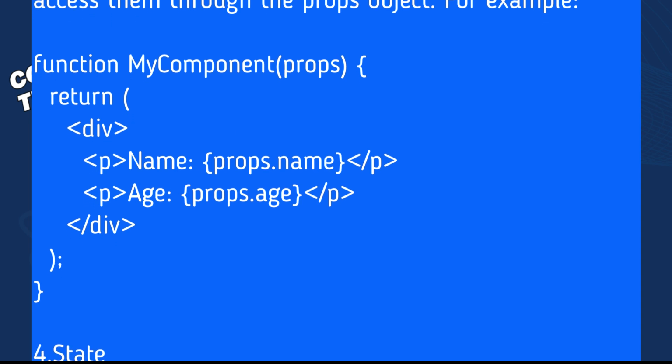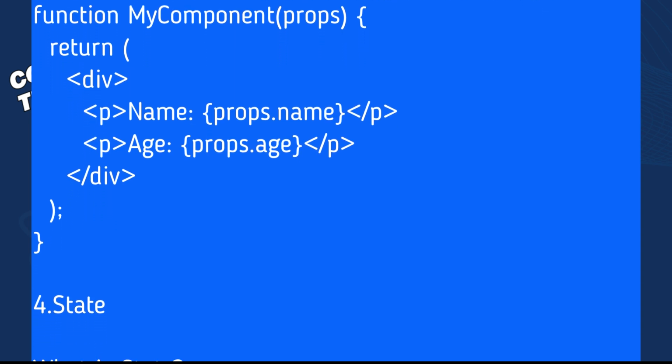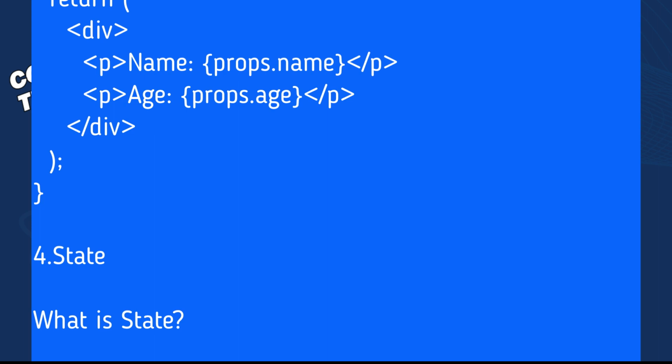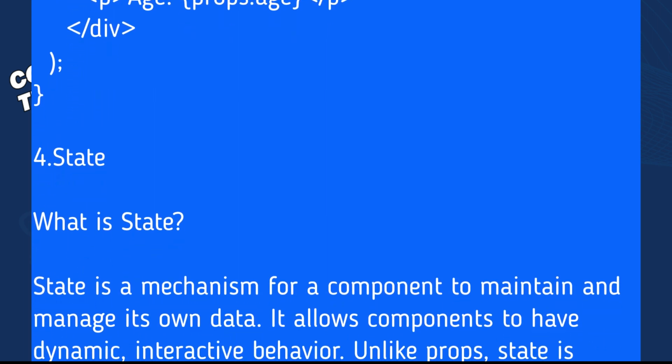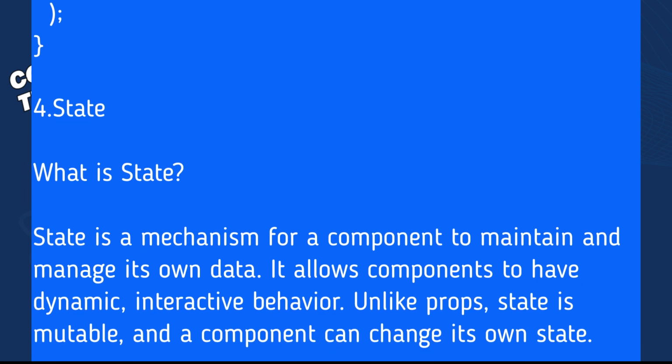4. State. What is state? State is a mechanism for a component to maintain and manage its own data. It allows components to have dynamic, interactive behavior. Unlike props, state is mutable, and a component can change its own state.